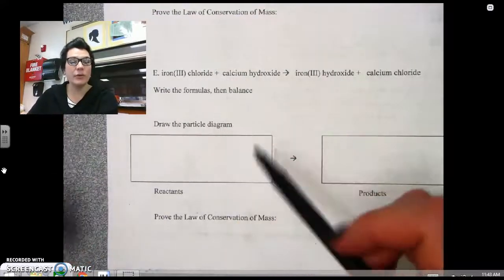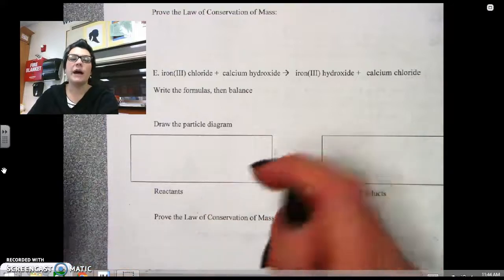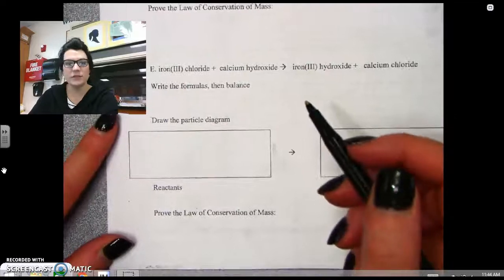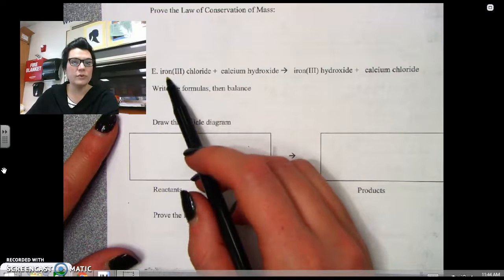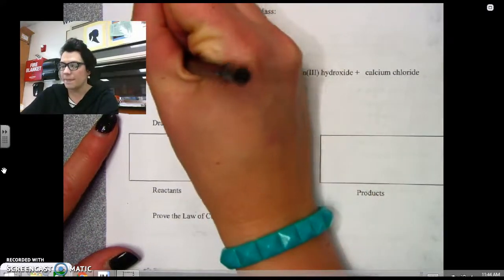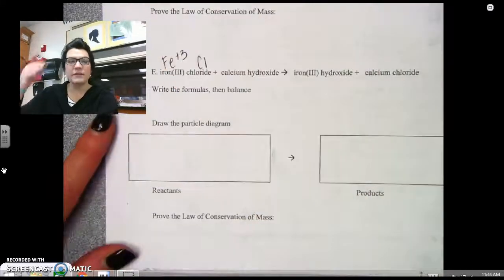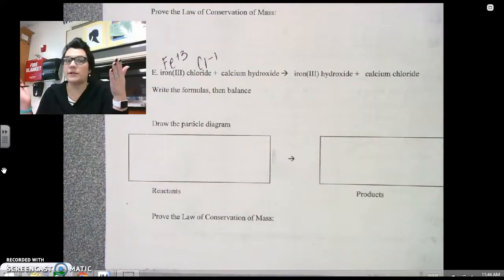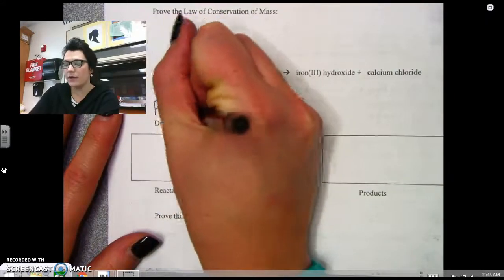So I have iron 3 chloride, and I'm mixing it with calcium hydroxide, and I'm making iron 3 hydroxide and calcium chloride. So let's write the reactants first. So I have iron, and remember that the 3 goes with the iron. So iron's charge is +3. Chlorine's in group 17, which means its charge is -1. Do the charges cancel? The answer is no, so they have to crisscross. So iron 3 chloride is FeCl3.